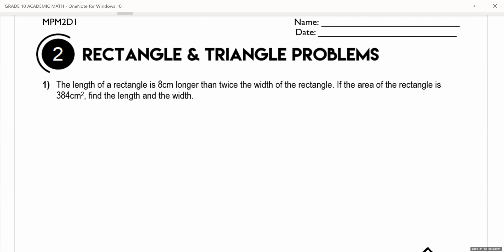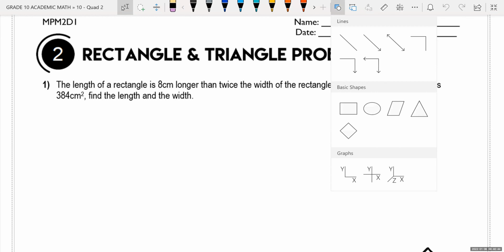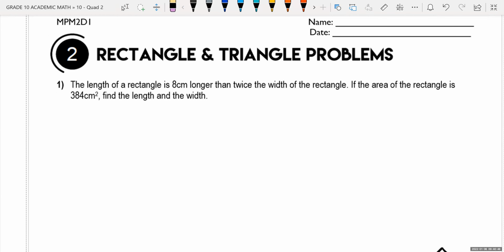If you guys think back to grade 9, we did do questions like this in grade 9 when we were talking about length and width. The only difference is now for questions here, we're going to end up getting quadratics when we start to solve them. So let's begin by drawing out our shape, which is going to be a rectangle.